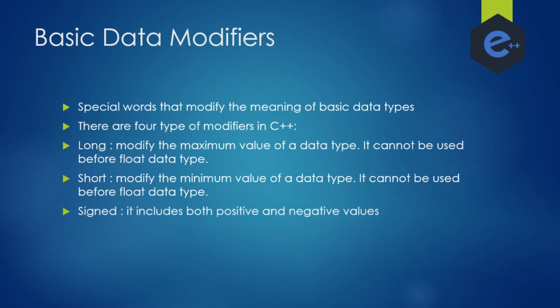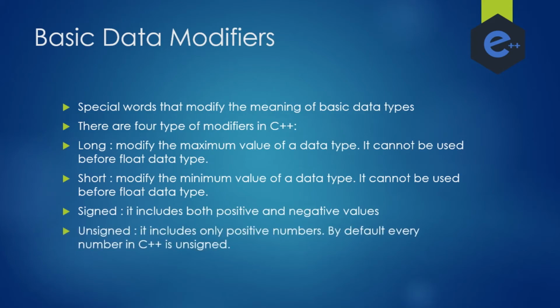3. Signed, it includes both positive and negative numbers. 4. Unsigned, it includes only positive numbers. By default, every number in C++ is unsigned.